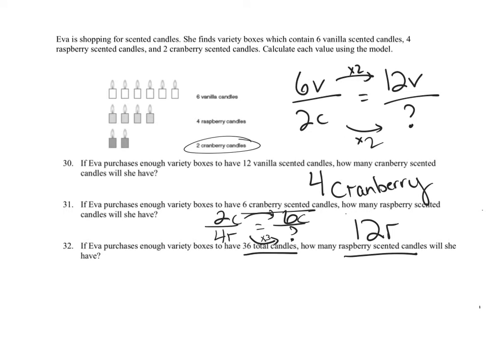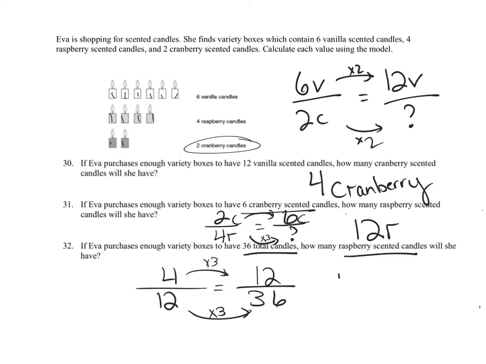Well, so we need to go through and count. We have 1, 2, 3, 4, 5, 6, 7, 8, 9, 10, 11, 12 total candles. So you have 12 candles, and in that 12 candles you have 4 raspberries. But she has 36 total candles. So we know 12 times 3 is 36, so 4 times 3 is 12 again. So she would have 12 raspberry again.